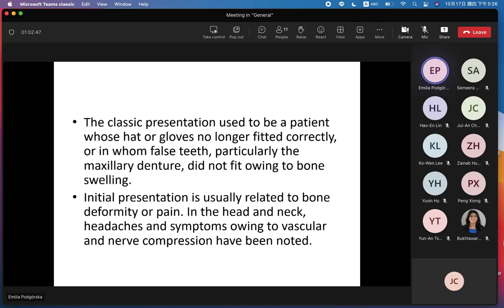The classic presentation used to be a patient whose hat or gloves no longer fitted correctly, or in whom false teeth, particularly the maxillary denture, did not fit owing to bone swelling. Initial presentation is usually related to bone deformity or pain. In the head and neck, headaches and symptoms owing to vascular and nerve compression have been noted.